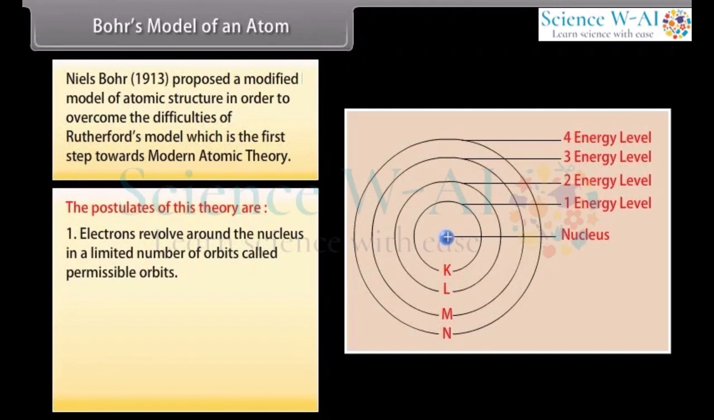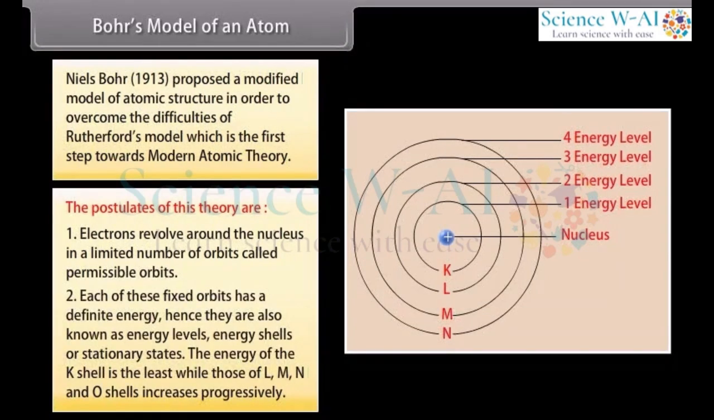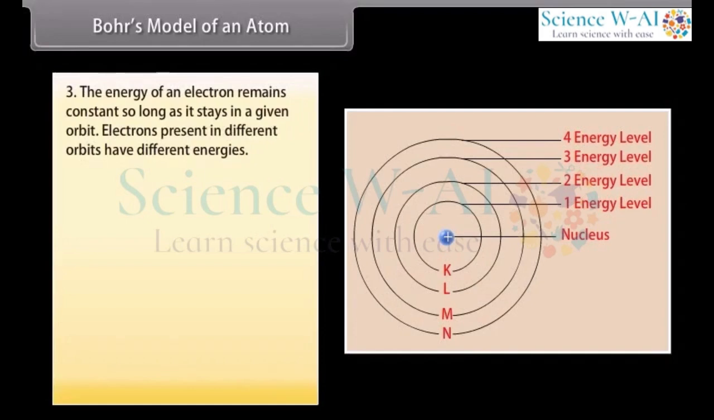1. Electrons revolve around the nucleus in a limited number of orbits called permissible orbits. 2. Each of these fixed orbits has a definite energy, hence they are also known as energy levels, energy shells, or stationary states. The energy of the K shell is the least, while those of the L, M, N, and O shells increase progressively. 3. The energy of an electron remains constant so long as it stays in a given orbit. Electrons present in different orbits have different energies.